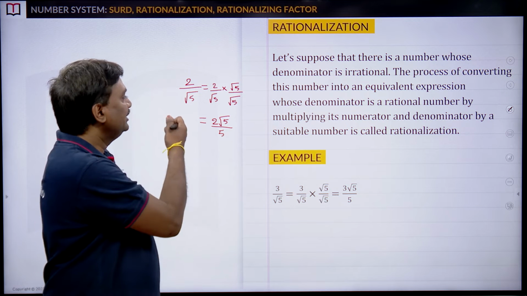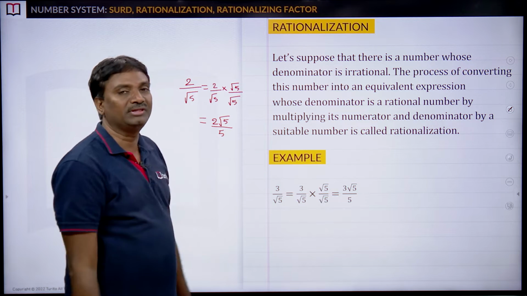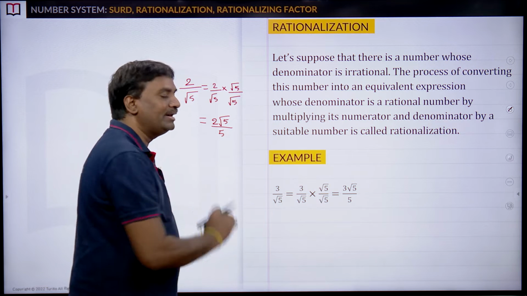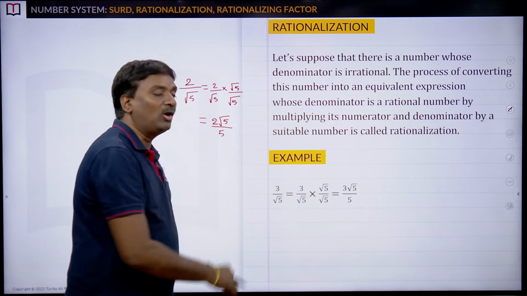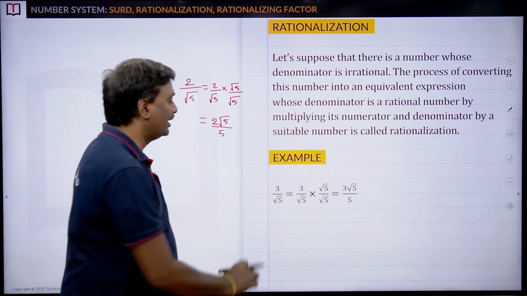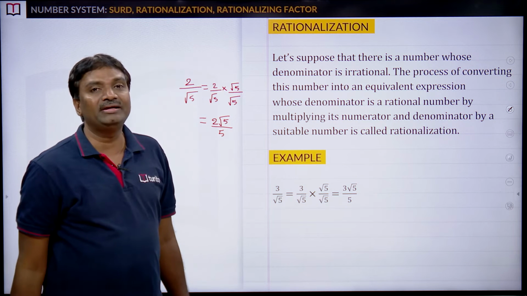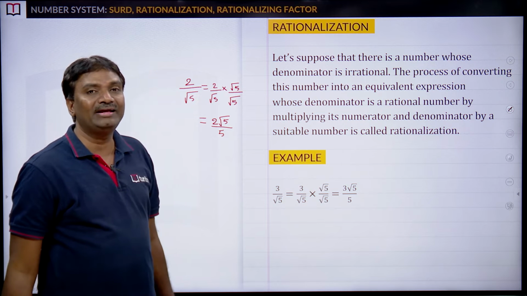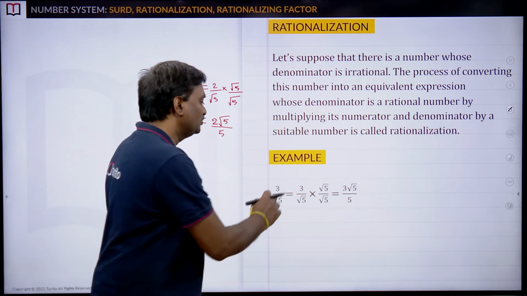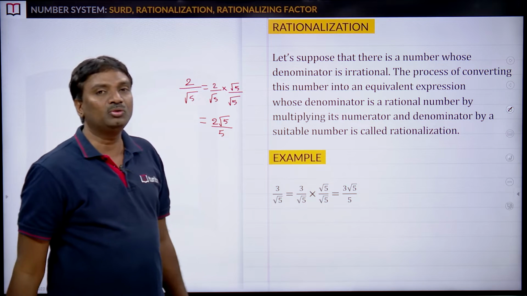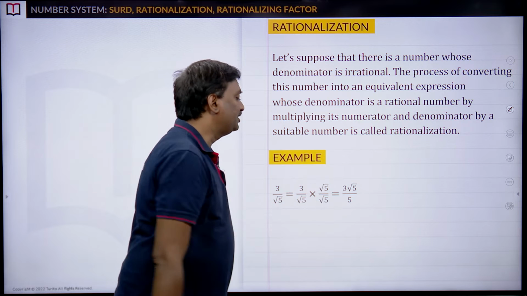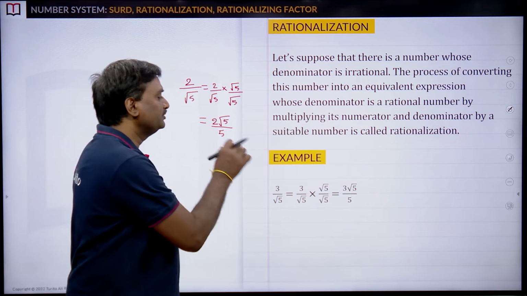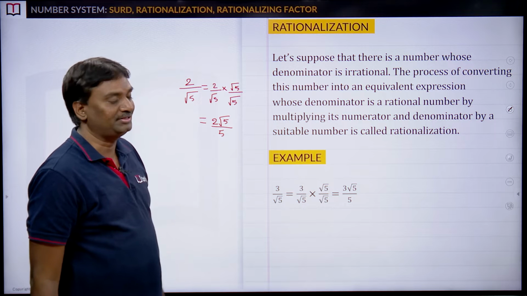Example, so here I have taken 2 by root 5, here we have 3 by root 5. So, in the fraction 3 by root 5, numerator 3 is a rational number, denominator root 5 is an irrational number. To make the denominator root 5 a rational number, let us multiply the numerator and denominator by root 5. So, 3 by root 5 into root 5 by root 5. So, that is 3 into root 5 by 5. So, this process is known as rationalization.